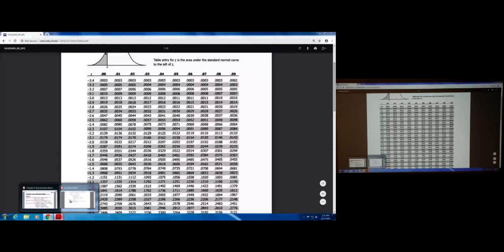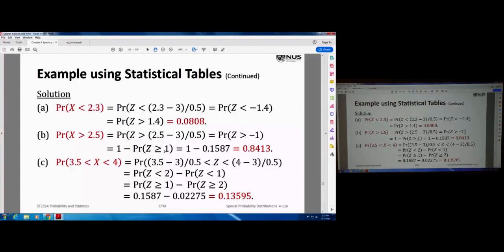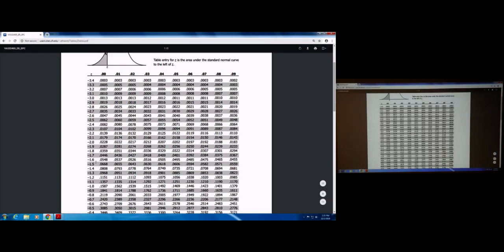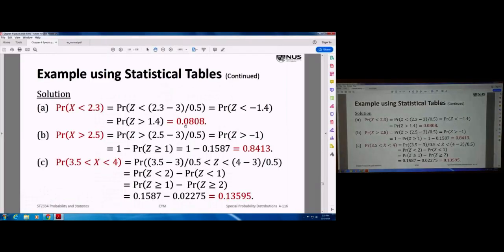Okay, so in this example, you have the probability. In this case, I want probability to the left. For example, in part A, I want the probability Z is less than minus 1.4. So let's see if the table has that number. Minus 1.4. Table entry for Z is the area under the curve to the left of Z. So minus 1.4 is 0.0808. Yes, 0.0808. Okay. So that's how you get that number there.